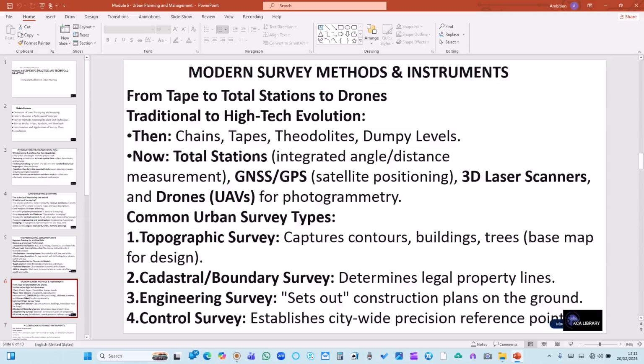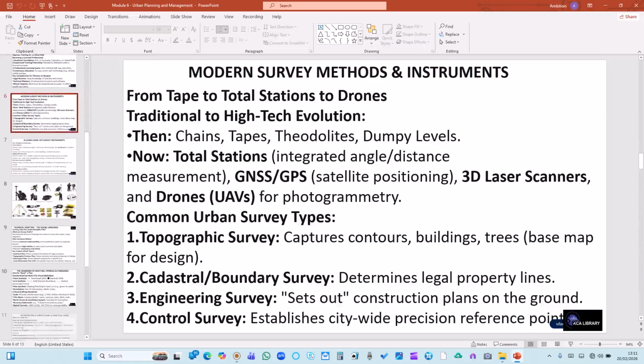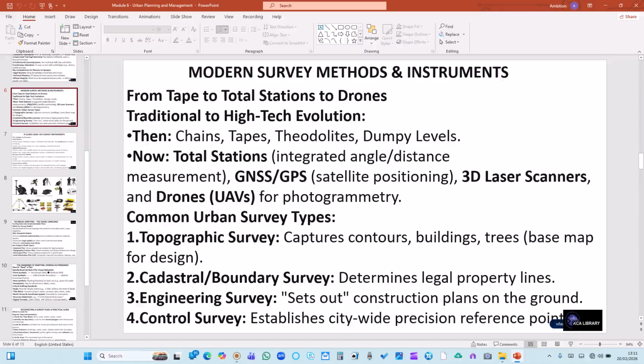Let us look at modern survey methods and instruments. That is the instruments used in modern surveying. Some of the instruments used in modern surveying range from tape to total station to drone. So this is the evolution from traditional to high-tech. Traditionally, it was based on the use of chain, tapes, theodolite, and dumpy level. The traditional method involves the use of chain and tape, and analytical instruments such as theodolite and dumpy levels.